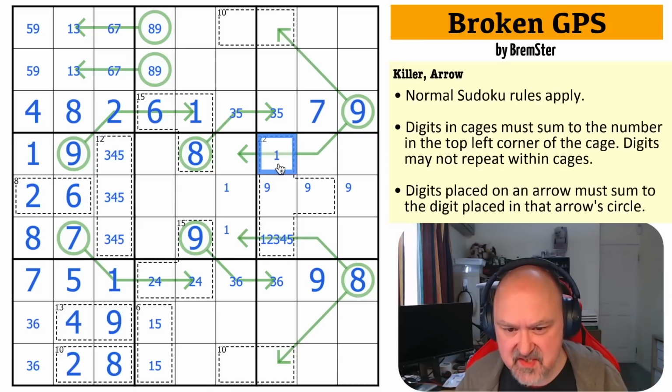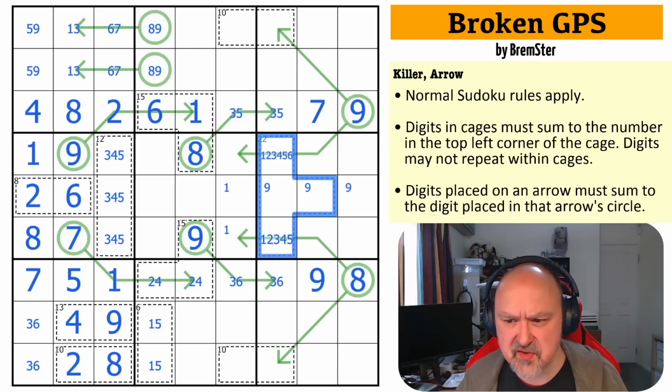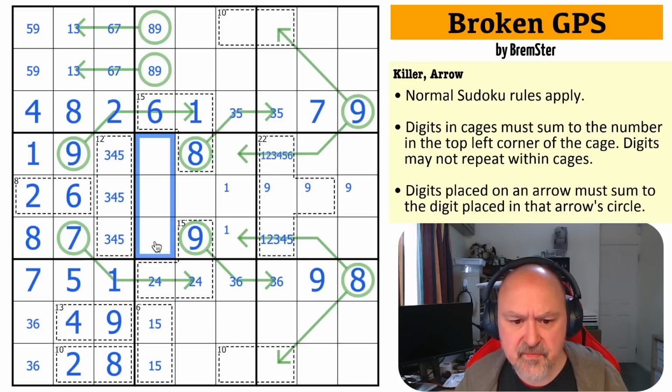Maximum I can put in here is 6. Because the maximum you can put on this is 6. So I've got to have, in this 22 cage, 2 digits that are 6 or less. But that was probably forced, wasn't it? I'm not sure. I'm really not sure.